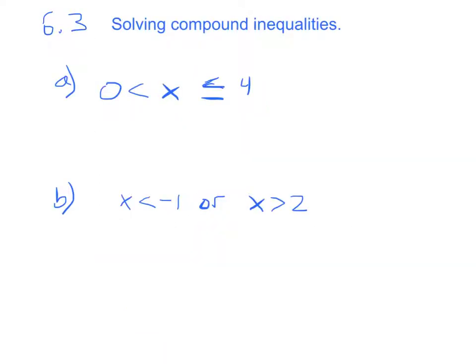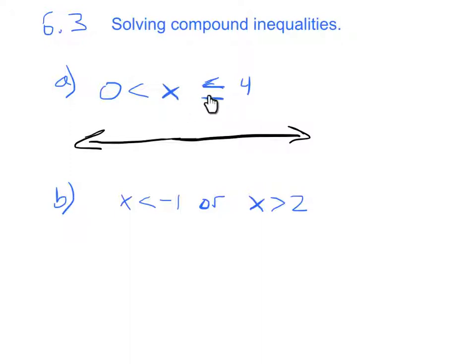This is 6.3, solving compound inequalities. Compound inequalities are just two inequalities that have been pushed together. For example, when we look at A, here's my number line. Now there's two things I need to worry about here in A. The first one is 0, and the second one is 4.